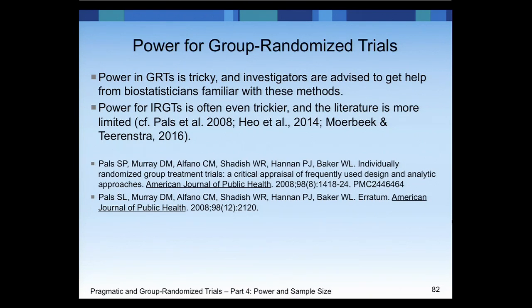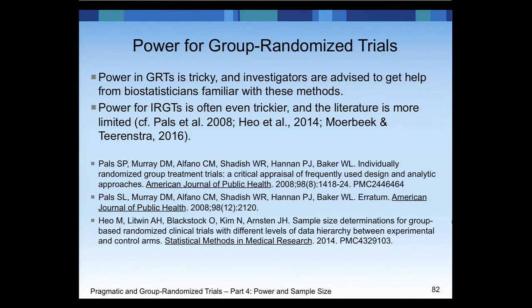Power for individually randomized group treatment trials is even trickier. The literature is much more limited. I offer a few references here, work by Sherry Pals published in 2008, and a more recent article that came out in 2014. So I strongly recommend that you reference these materials or send your methods expert to these materials to review them if you're interested in calculating power or sample size for individually randomized group treatment trials.